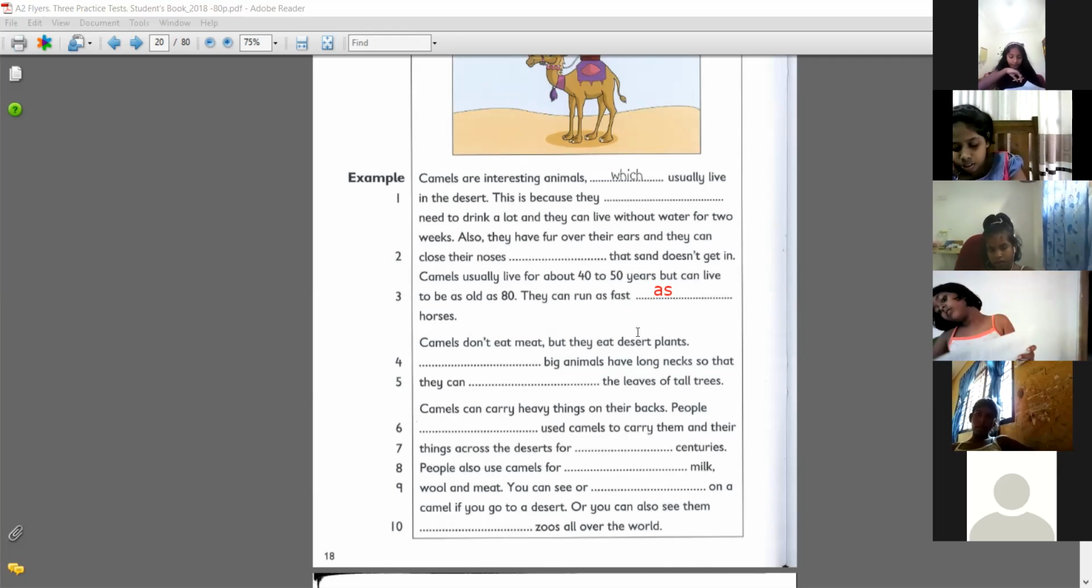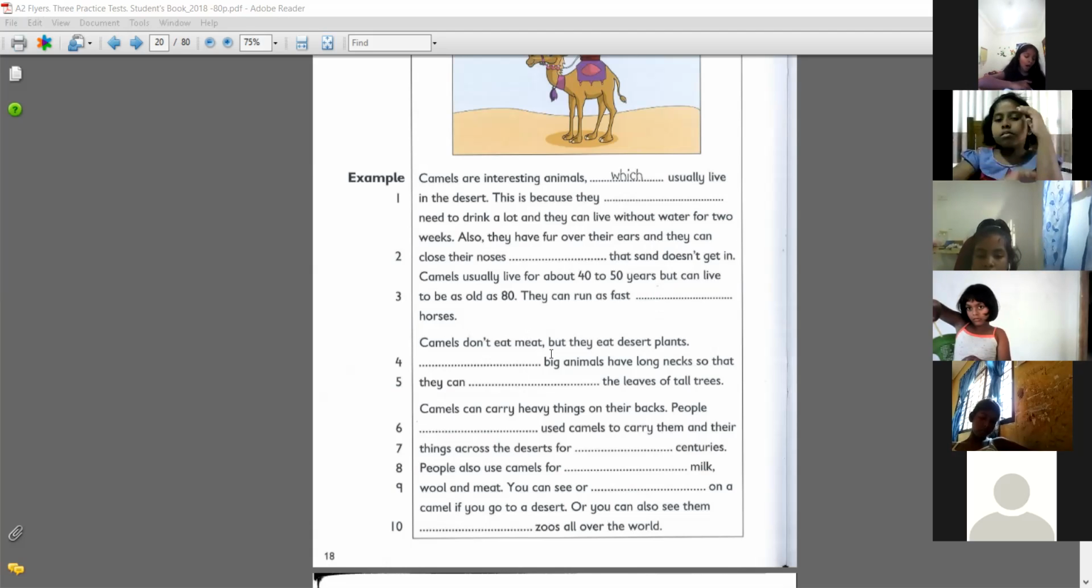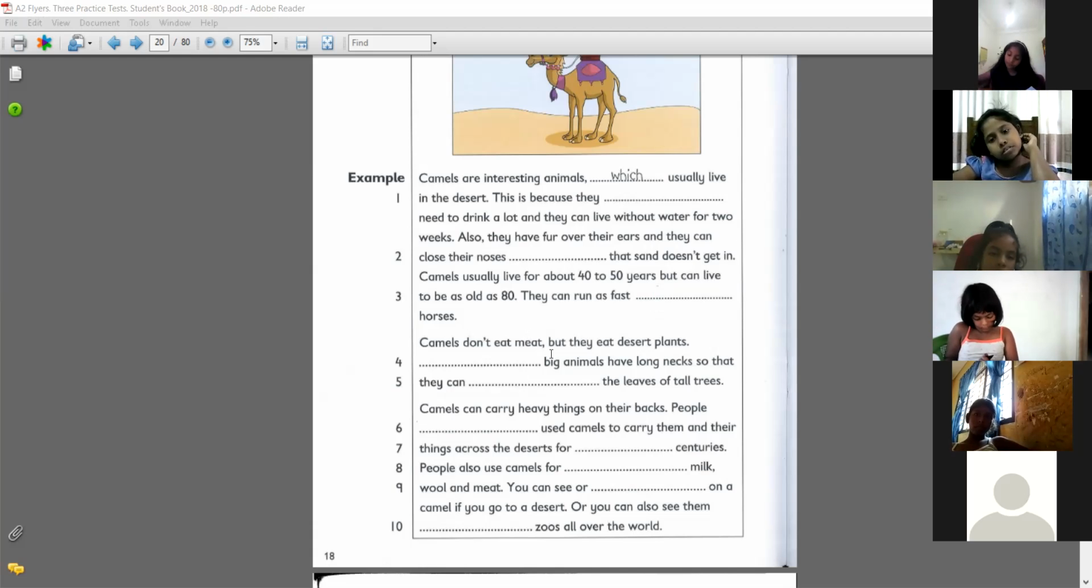Camels don't eat meat, but they eat desert plants. Next question: there are three answers, this, these and that. Camels don't eat meat, but they eat desert plants. Desert means a place where you can see sand, and desert plants are the plants growing in the desert.